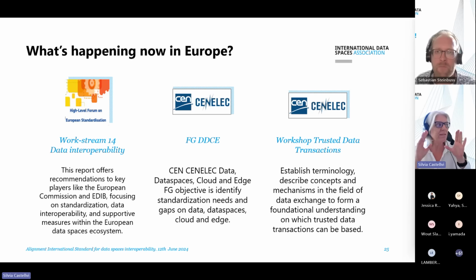But what is happening now? I have highlighted three main actions. There are more.